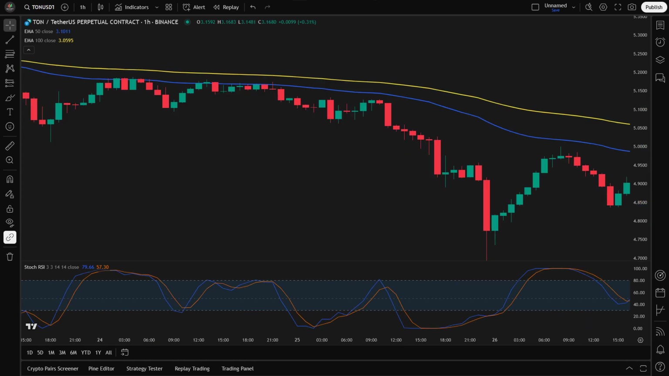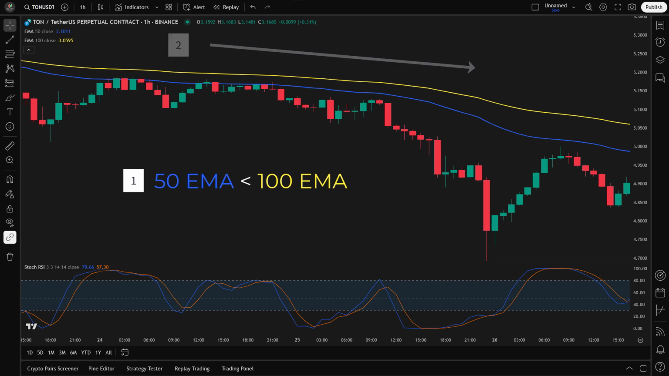To go short, we basically look for the opposite signals. 1. First, the 50 EMA needs to be below the 100 EMA. That's our sign of a bearish trend. 2. Then, we want to see both EMAs sloping downward, which tells us the momentum is heading down. 3. If the gap between the EMAs is widening, that's even better. It means the trend is getting stronger.